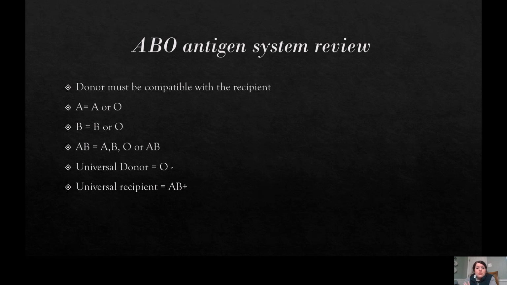The universal donor is your patients with O negative blood. So a person with O negative blood can give to any of, whether your patient is A negative, A positive, AB negative, AB positive, your universal donor is O negative. And then your universal recipient is AB positive. So they can receive any of those blood products.